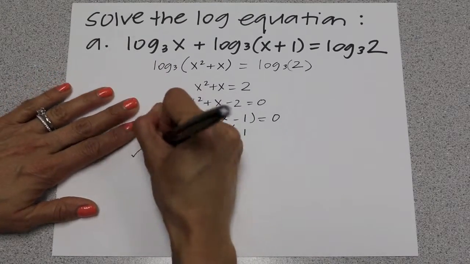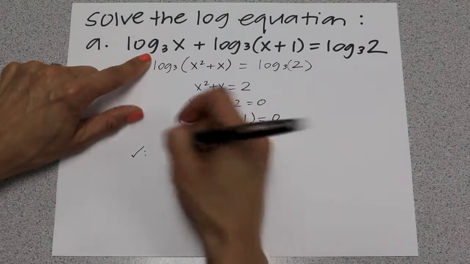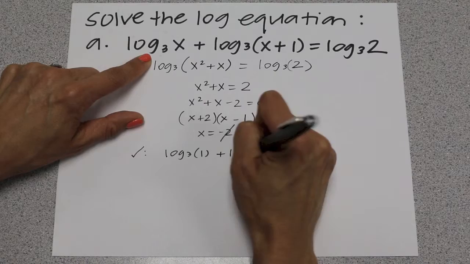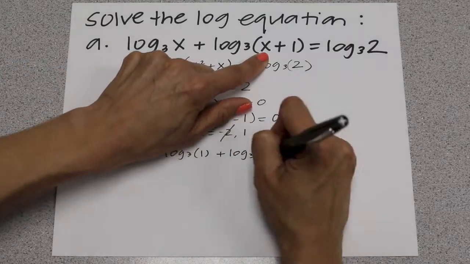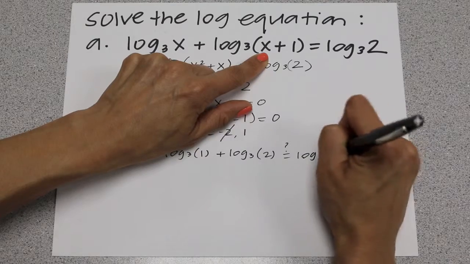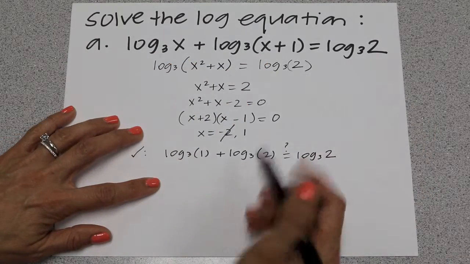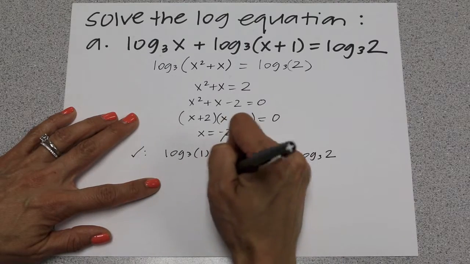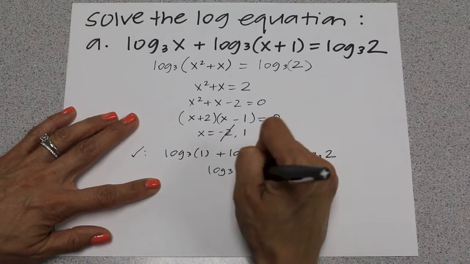So let's check the other value, 1. Log base 3 of 1 plus log base 3 of, when you plug in 1, you get 2, question mark, and you get log base 3 of 2. So on this left side, plus means you're going to multiply these, and you get log base 3 of 1 times 2 is 2.